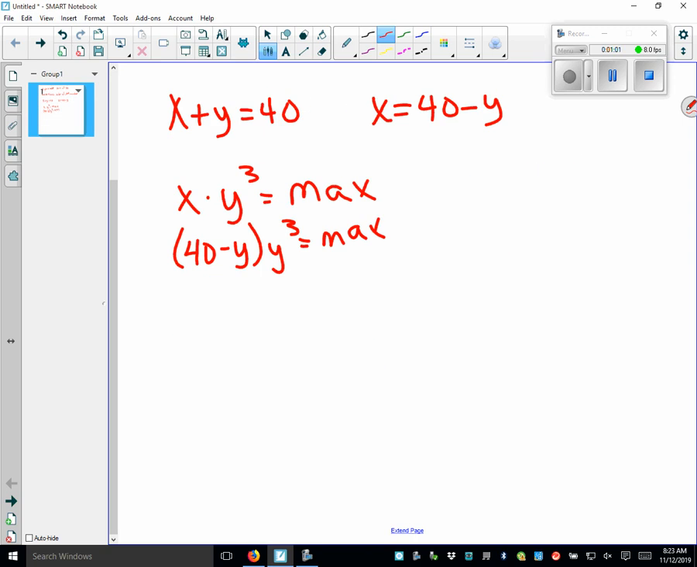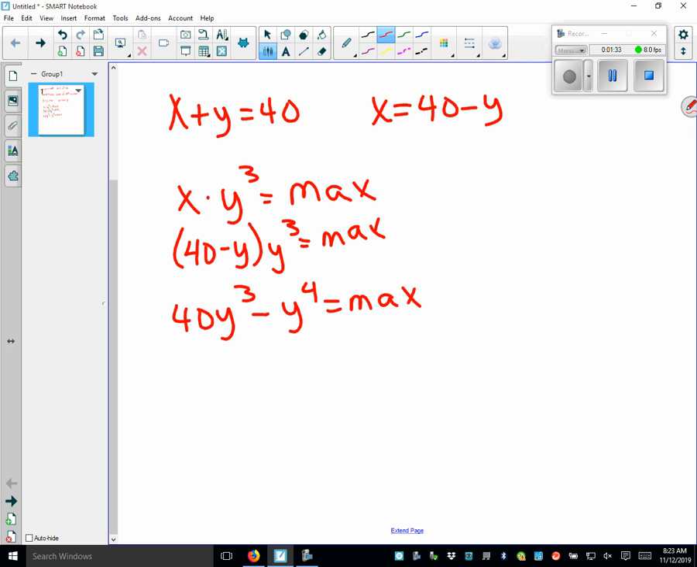How do I solve this? Derivative equal to zero. That's product rule. But why don't I simplify it first? Simplifying it, yeah. Always simplify first. So 40y cubed minus y to the fourth equals the max.